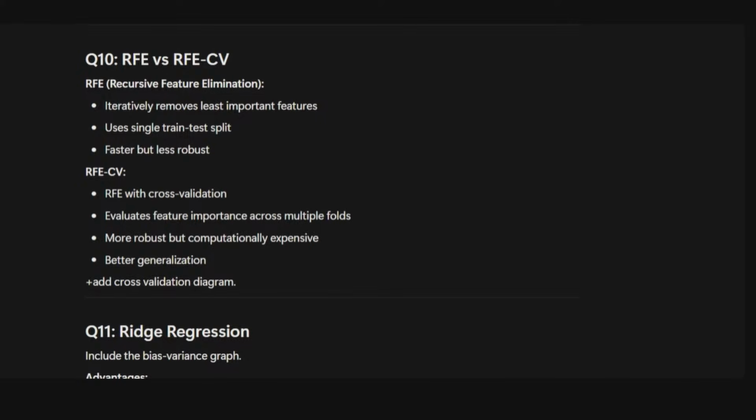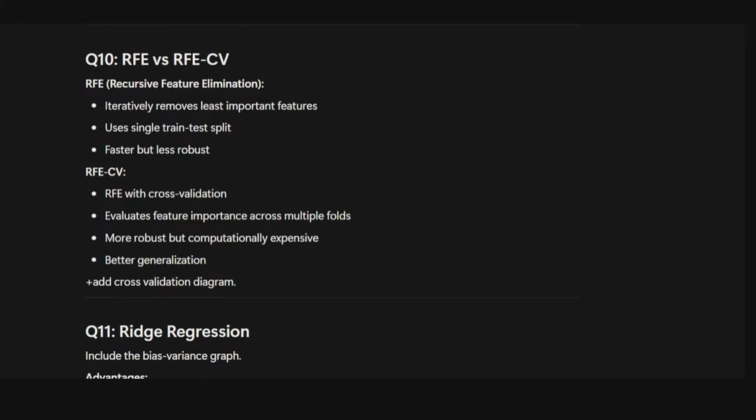Next, what are the differences between recursive feature elimination and recursive feature elimination cross validation? First things first, just write it down in such a way that the differences are pretty visible. Underline any point that makes the key change between them. First, write down what exactly recursive feature elimination does. You iteratively remove your least important features and you use a single train test split. It is faster, but less robust, and you'll stop when there is no improvement in the model.